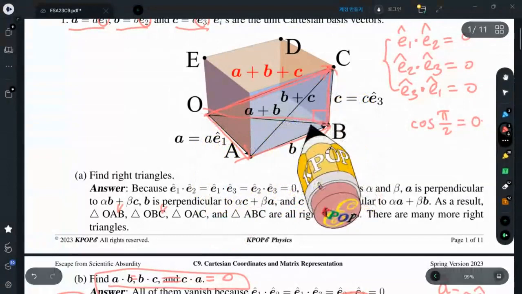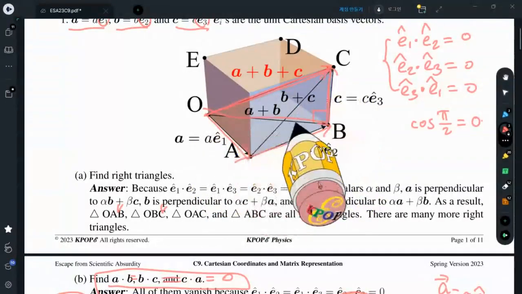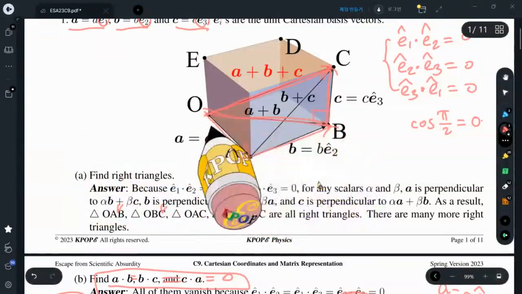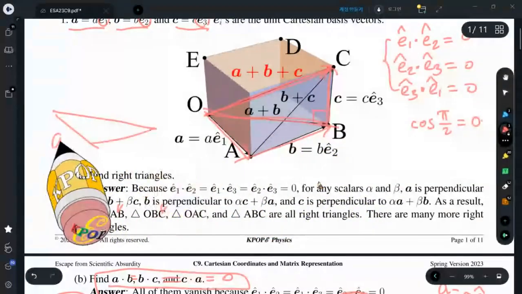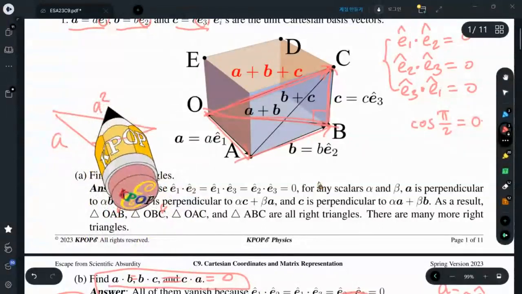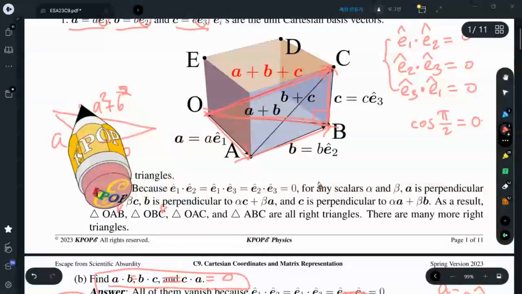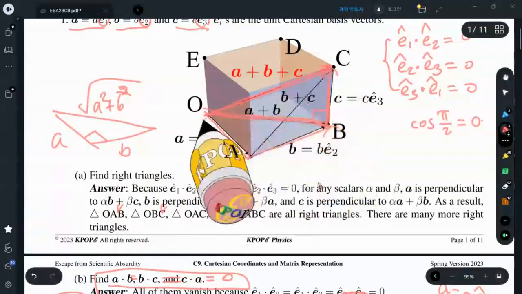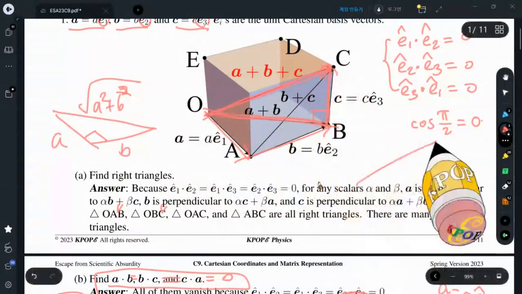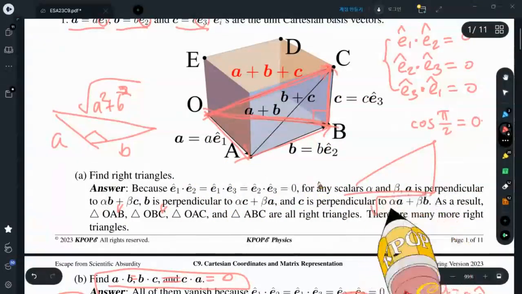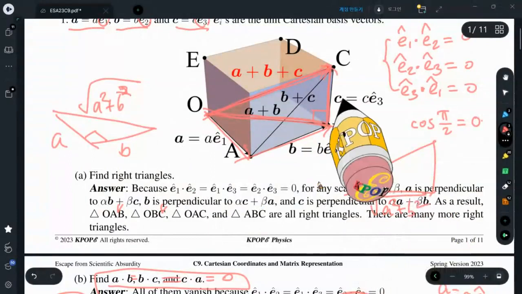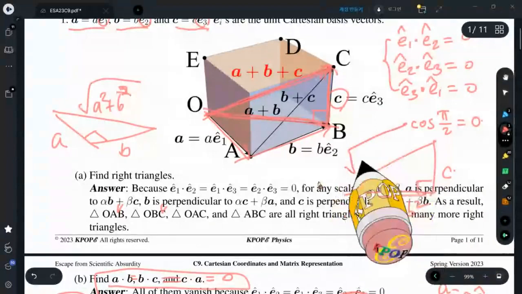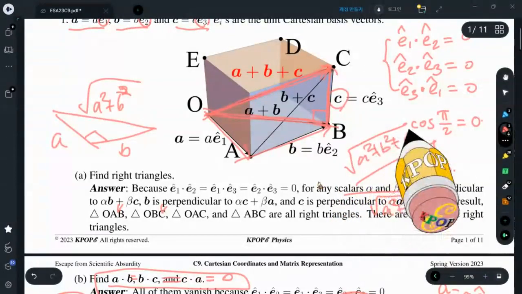So I can compute this magnitude using the Pythagoras theorem twice. For example, this length is A, B, and we have the square root of A squared plus B squared because it is a right triangle. And then this is also another right triangle. And we can draw this. This is the square root of A squared plus B squared. And this one is C, and this is a right triangle. As a result, this one is the square root of A squared plus B squared plus C squared.